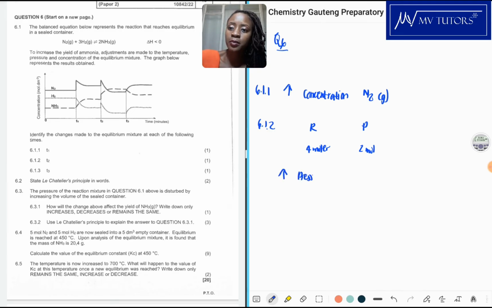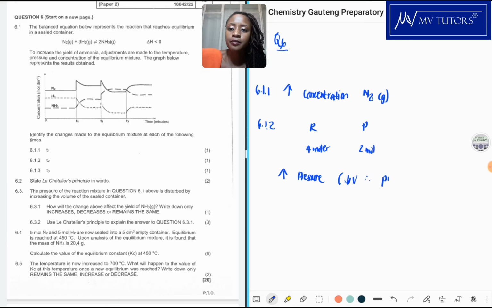Because what will increasing pressure do? When you increase pressure, you decrease the volume, right? Think about it. You have a balloon, it's quite big. As soon as you start applying pressure, the volume decreases, right? So you have an increase in pressure, which decreases the volume. Therefore, what is favored? The least moles are favored. And where are the least moles? They are on the product side, okay? So it becomes product favored.